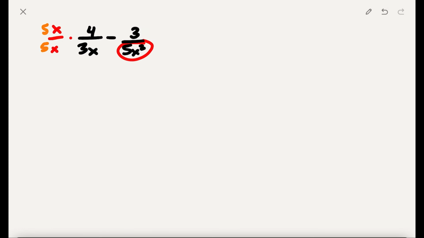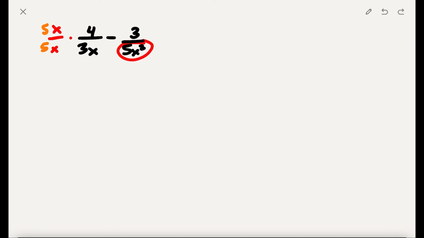The next one is 4 over 3x minus 3 over 5x squared. Okay, so what I'm going to do here is, this one already has 2 x's, so I'm going to make sure that this one has 2 x's, so I'm going to multiply it by x over x. So now we have 3x squared on the denominator there, but we have to get this to be around 5x squared. So what I can do is multiply the top and the bottom by 5, and then you end up with 15x squared right here.